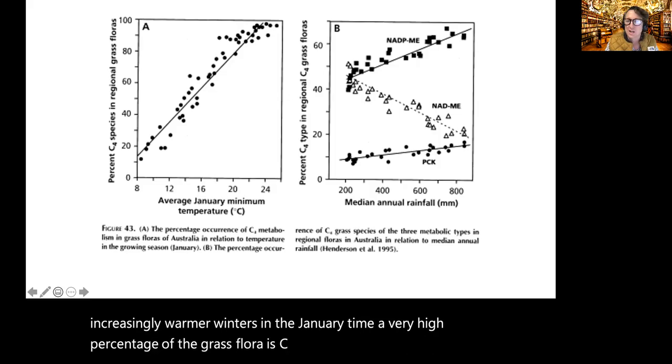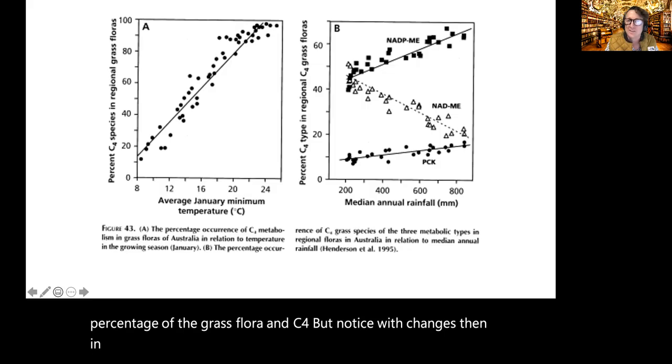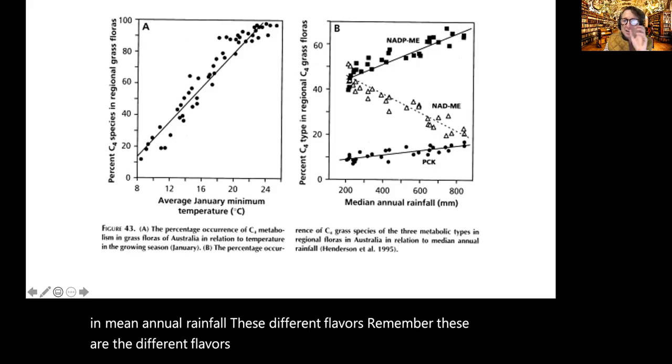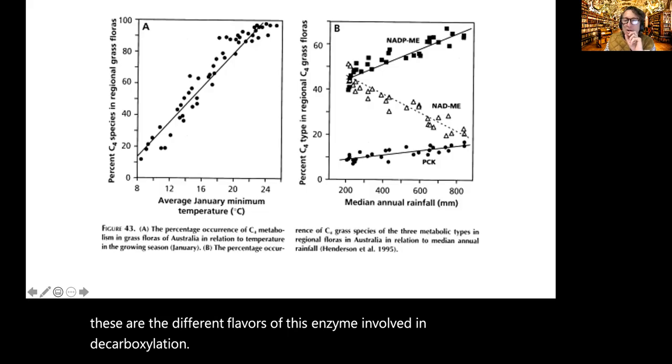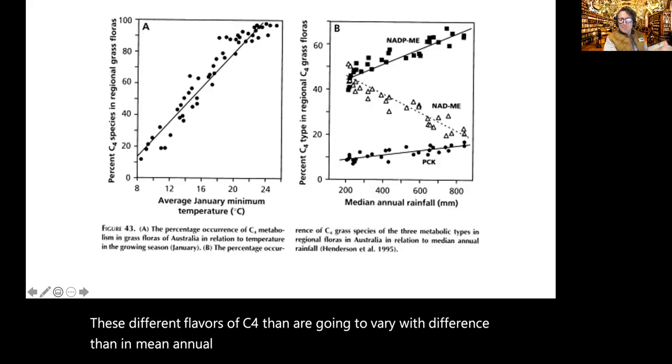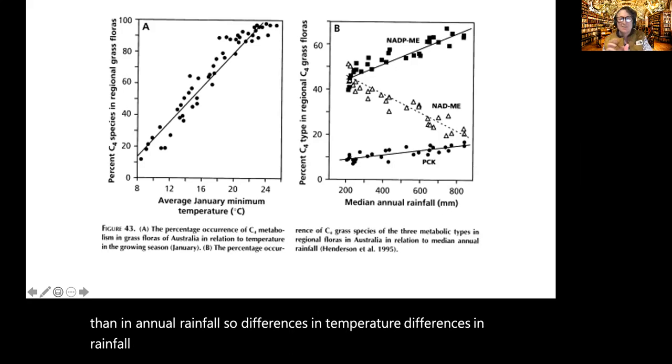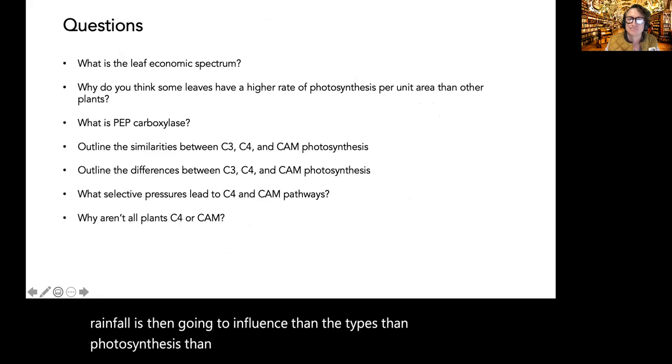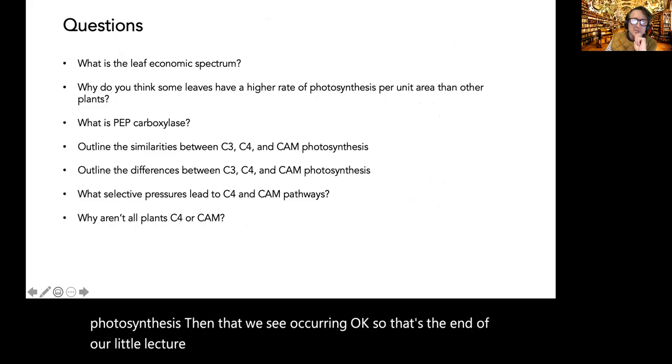But notice with changes in mean annual rainfall, these different flavors, remember these were the different flavors of this enzyme involved in decarboxylation, right? These different flavors of C4 are going to vary with differences in mean annual rainfall. So differences in temperature and differences in rainfall are going to influence the types of photosynthesis that we see occurring. Okay, so that's the end of our little lecture here on photosynthetic pathway diversity.